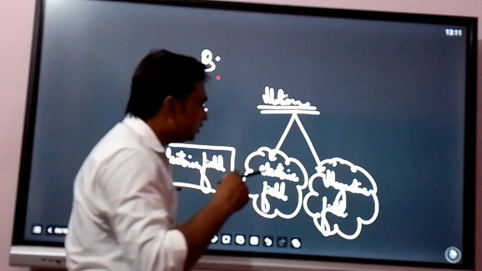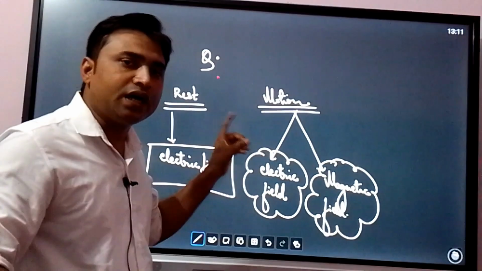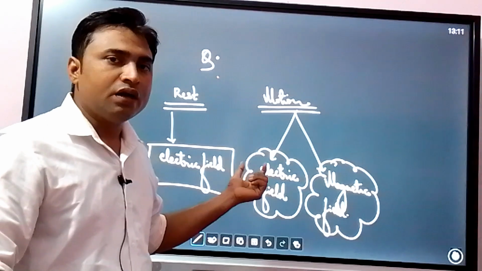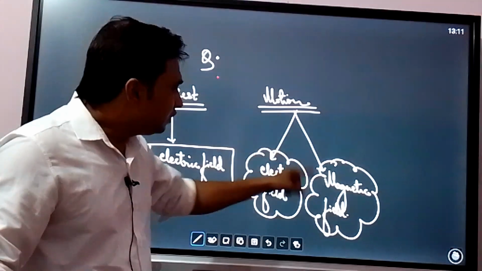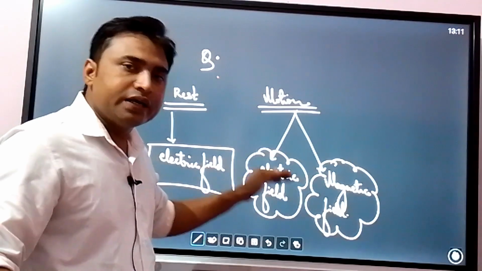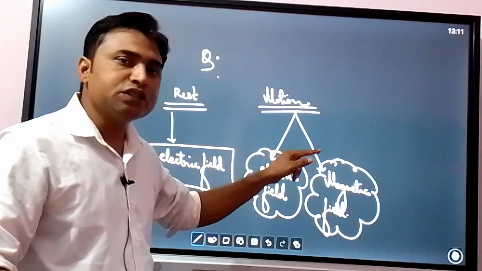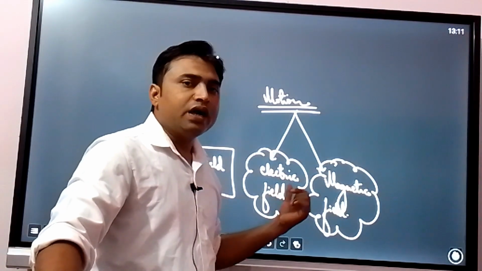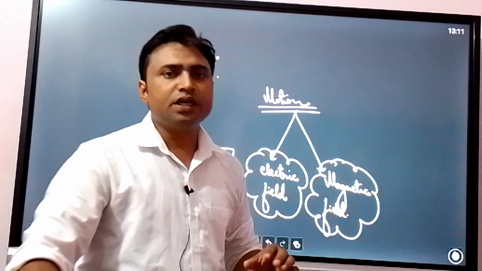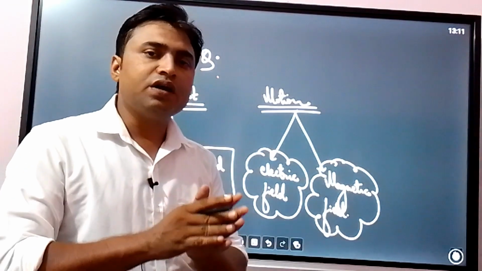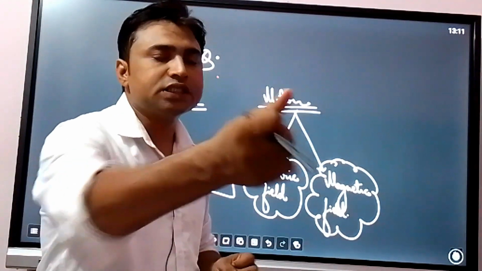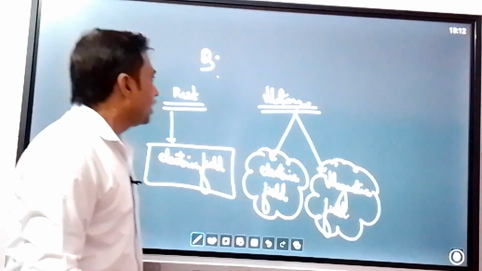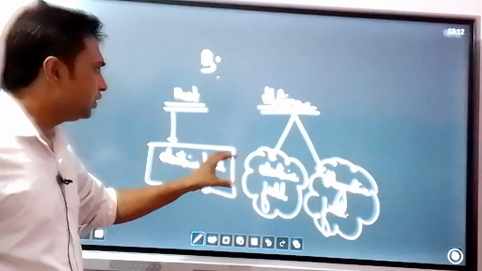The electric field will always exist when the charge exists. If there is charge, there will be an electric field. But there will be a magnetic field only when that charge is moving. But the electric field exists whether the charge is at rest or in motion. It doesn't matter. For the electric field, what matters is that there should be an existence of the charge. If the charge exists, there will be an electric field. So this is the type of conclusion we have got.